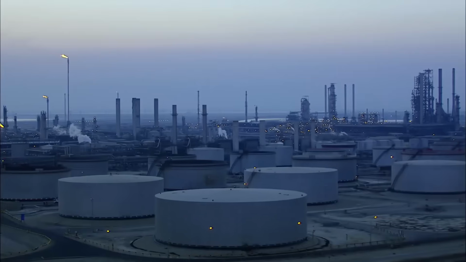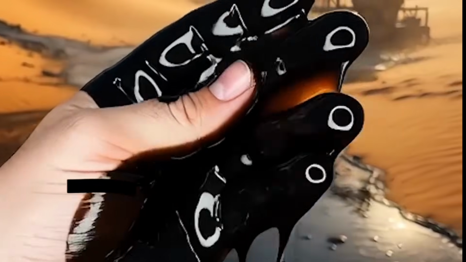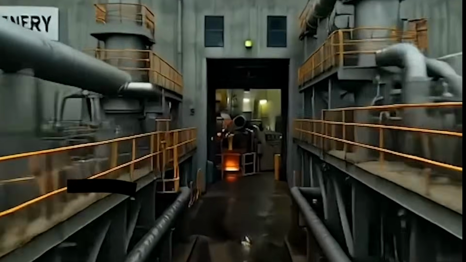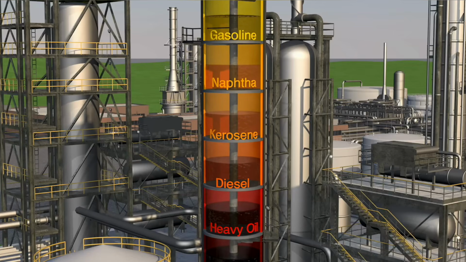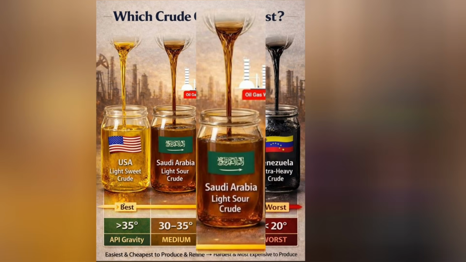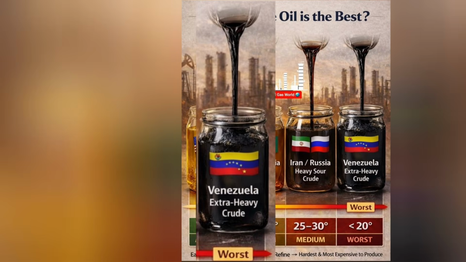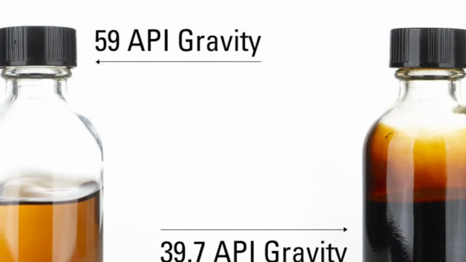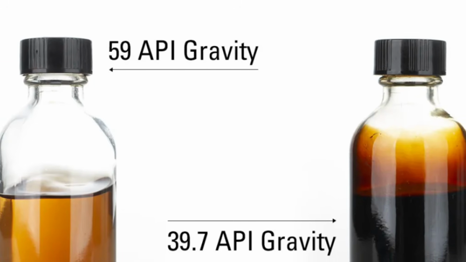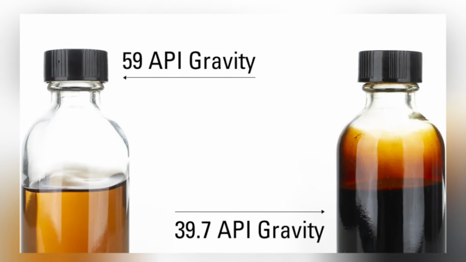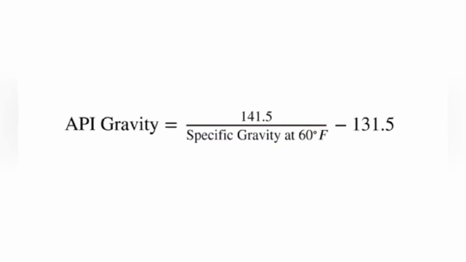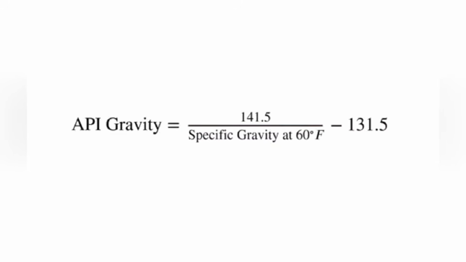Oil can be divided into different categories based on the properties of mineral oil. For example, there are 4 types of oil based on density: light crude oil, medium crude oil, heavy crude oil, extra heavy crude oil. The API gravity system is used to measure how light or heavy an oil is compared to water. This is the formula for determining API gravity.